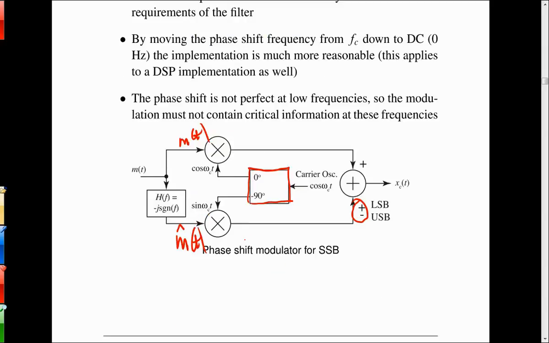So that would get you the modulator directly, and this is one form of single sideband modulator then. So you have to do the Hilbert transform on the message signal to make this work.